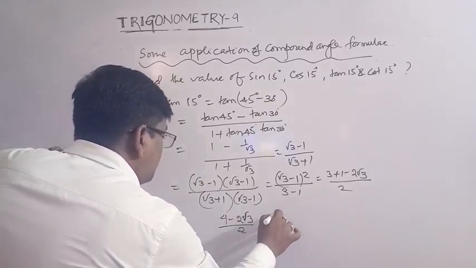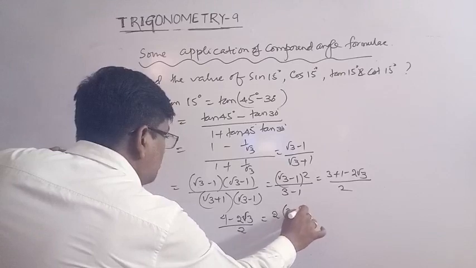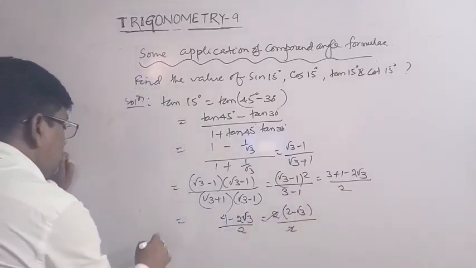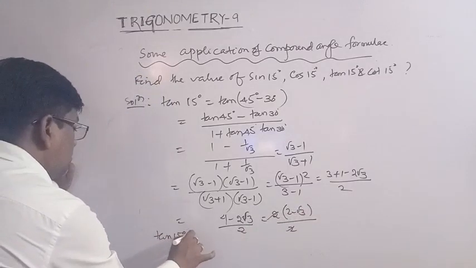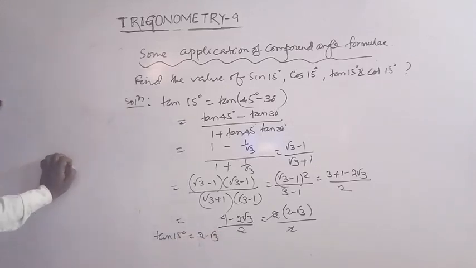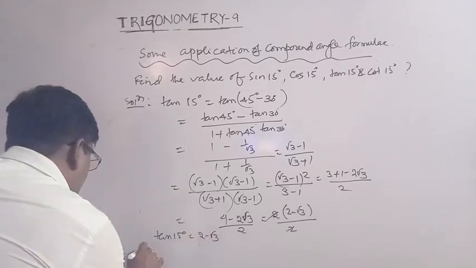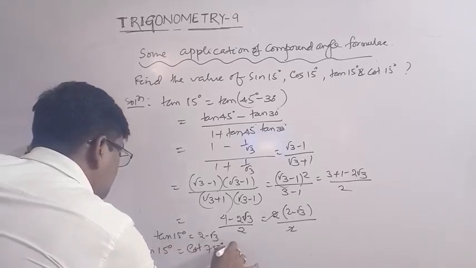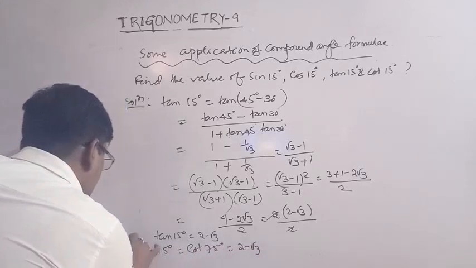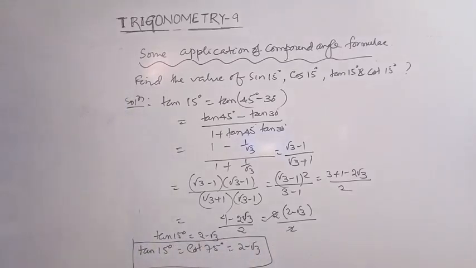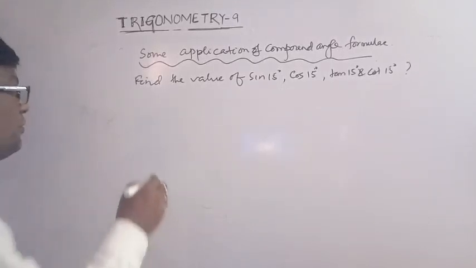2 is common and cancels. 2 common here. 2 minus root 3 divided by 2. So this is equal to tan 15. So tan 15 degree is equal to 2 minus root 3. Okay. So tan 15 degree is equal to cot 75 degree, which is equal to 2 minus root 3. This should be remembered again. Now cot 15 degree. Now cot 15 degree.